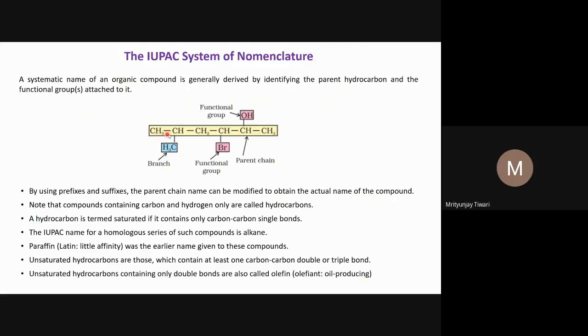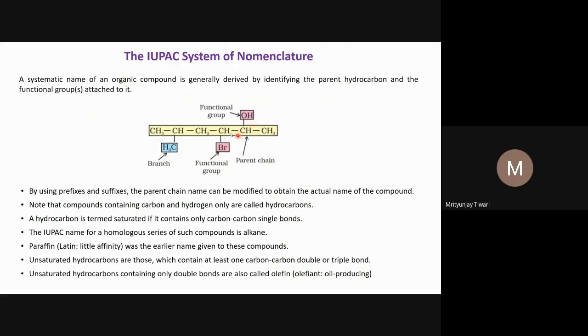And if you consider the principal chain in the straight line, this is considered as a branch. This is the functional group, the subordinate functional group, and this is the principal functional group, and so on. So a systematic name of an organic compound is generally derived by identifying the parent hydrocarbon and the functional groups attached to it. The parent hydrocarbon and the functional group you should identify and note.